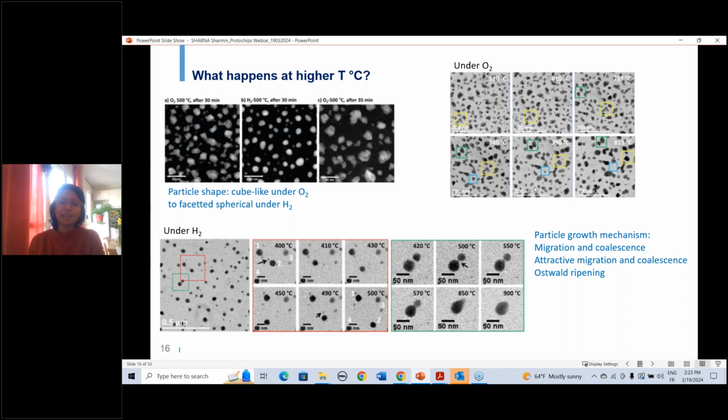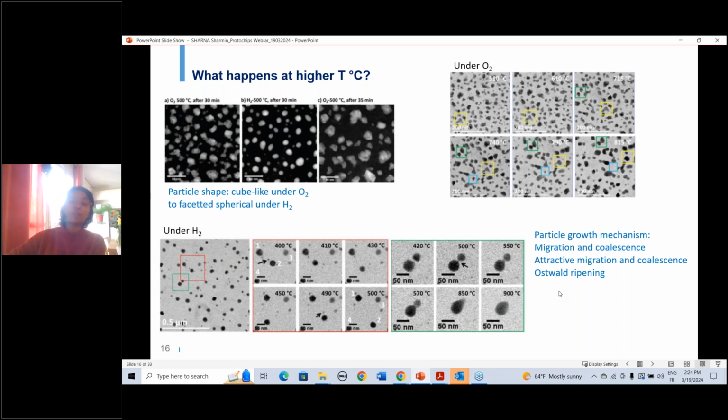here we see particles that are migrating to coalesce with the other particles, for example, in yellow. Or attractive migration and coalescence, whereby particles come closer, start to form a neck, and then eventually form a bigger particle. Or eventually Ostwald ripening, where one particle grows at the expense of another one.